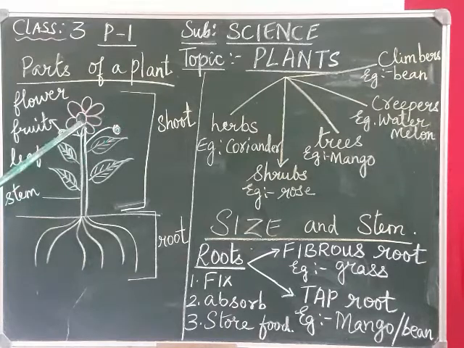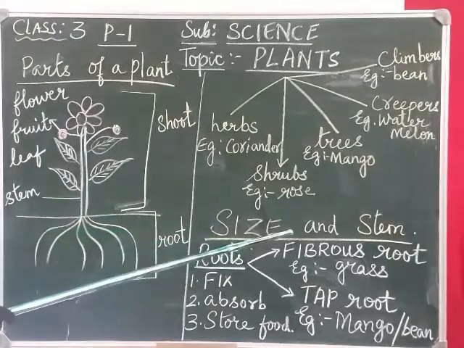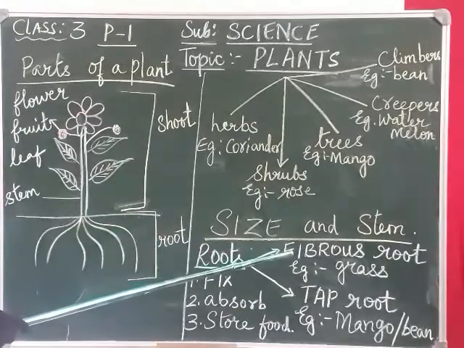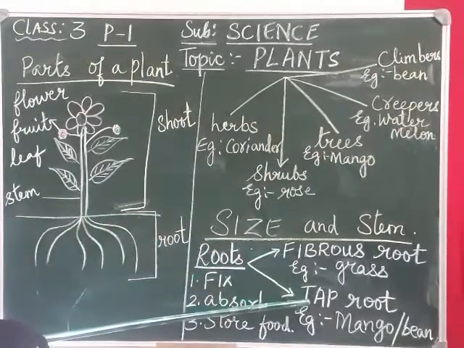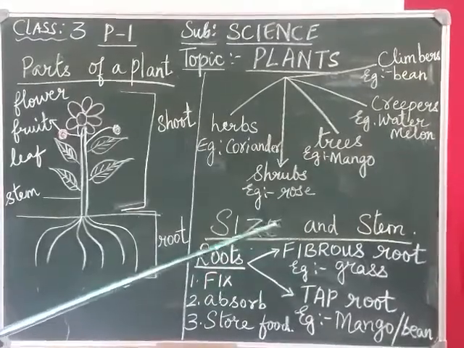Okay, now we will go to the roots. The root is the part of a plant that mainly grows below the ground. Roots are of 2 types. Roots are of how many types? 2 types. Fibrous root and taproot.